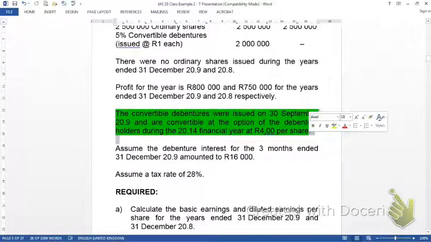The convertible debentures were issued on 30 September 20.9 and are convertible at the option of the debenture holders during the 20.14 financial year at R4 per share. So you must realize we will give the information in different ways, but in this specific question, you've got a R1 debenture and the shares that you are going to purchase are issued at R4. So you will actually have to convert every 4 debentures into 1 share.